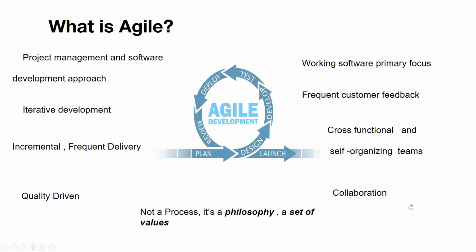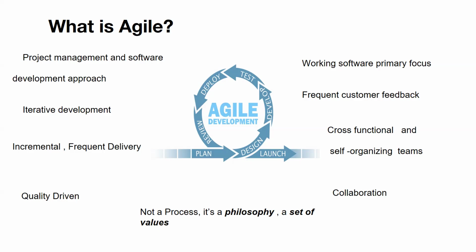So what is basically Agile? It's a project management and software development approach, right? Something similar to Waterfall, this is a different project management and software development approach. It's iterative development, incremental and frequent delivery. So there will be deliveries in a very frequent manner, every 2 weeks or 1 month. There will be some kind of workable software that will be developed and shared with the client.